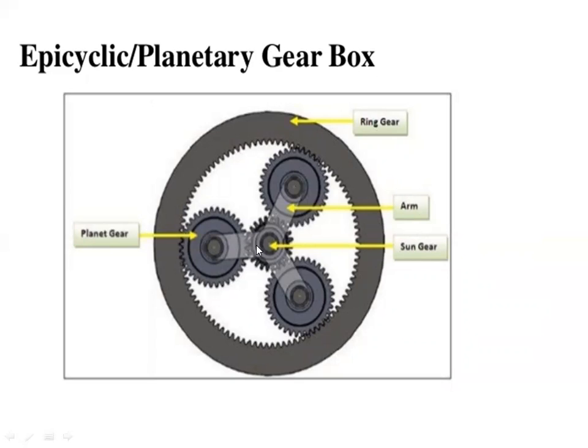How is power transferred from one gear to another gear? Suppose the sun gear is constant and the planet gear is transmitting, then this power will be transferred to the ring gear. Suppose the planet is transmitting and the ring gear is moving, then by using this arm the sun gear will rotate, so that the epicyclic or planetary gear is used in a clock. This is the epicyclic gear train.